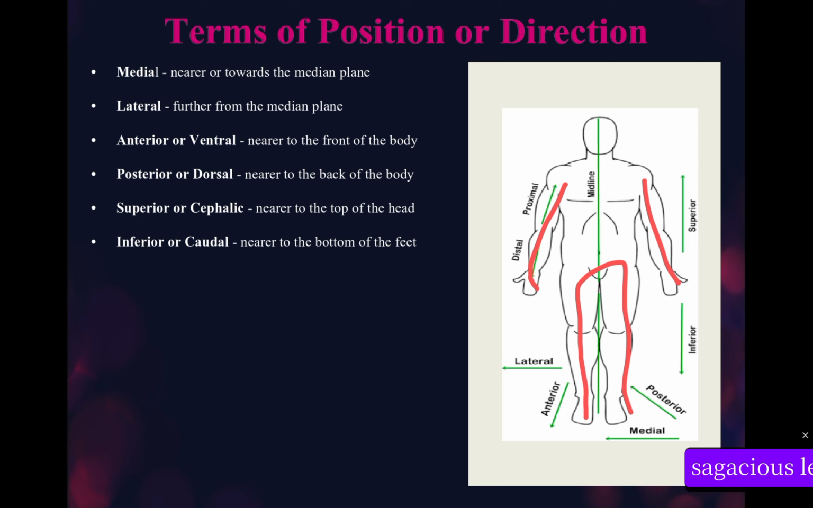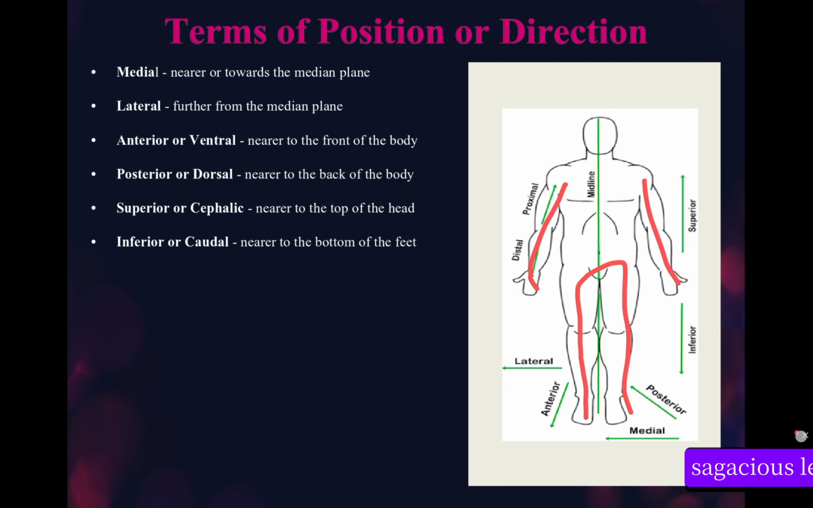The lower limbs are the legs. We are talking about the legs, the knees, and the foot, while the upper limbs are the hand, forearm, arm, and the shoulder region. So the lower limbs are inferior to the upper limbs, meaning that they are lower than the upper limbs.